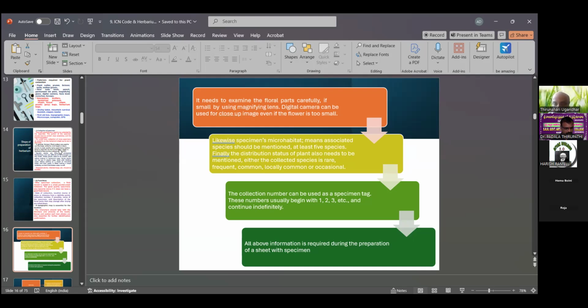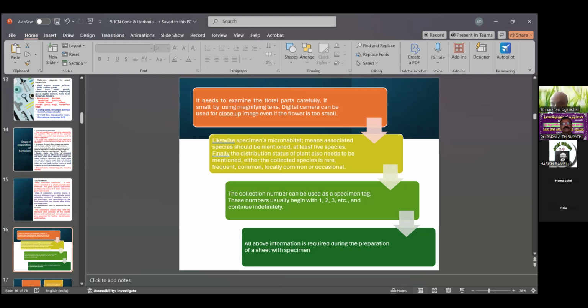Finally, the distribution status of the plant also needs to be mentioned: whether the collected species is rare, which is important, or frequent, common, locally common or occasional. These plants are collected in the first process, the collection of the specimen. The collection number can be used as a specimen tag.